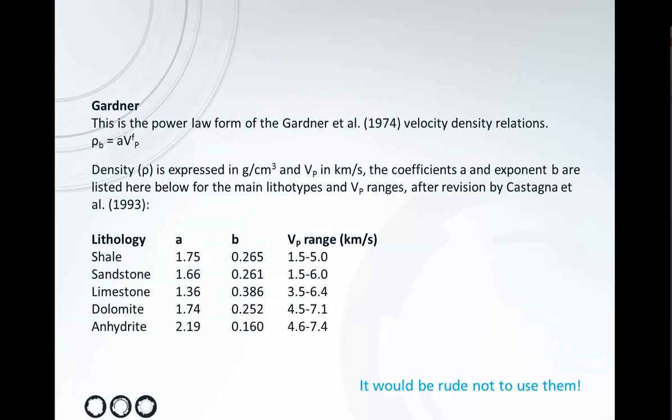Just an example of an empirical rock model. Gardner is a function which describes how velocity and density relate in some main lithologies. Since these models have been developed over time by many people and there's been a lot of research and revisions on them, frankly it would be rude not to use them to help understand our data. So let's jump into Petrel and see how we can do this.